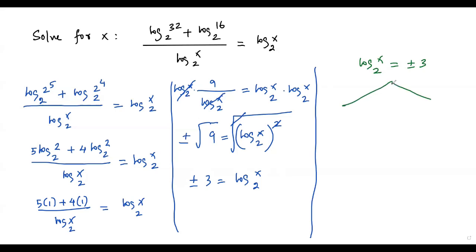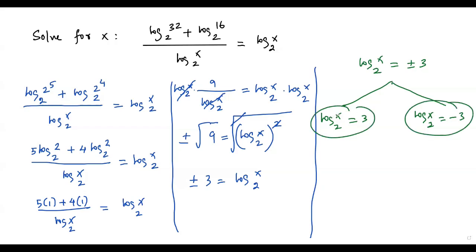So we can split up this equation. That is, log x to the base 2 equals 3, and here log x to the base 2 equals negative 3. I'm writing this equation one time for the positive 3 and another time for negative 3 on the right side. Our aim is to solve for x. Actually, here we have two logarithmic equations. To solve for x, I have to convert these two logarithmic equations to exponential form. How can I convert these two logarithmic equations to exponential form?